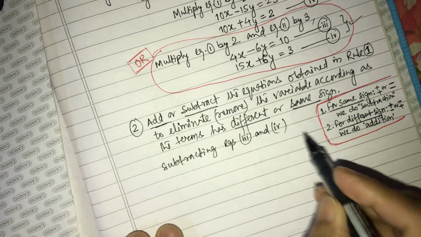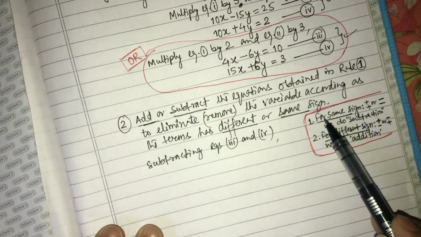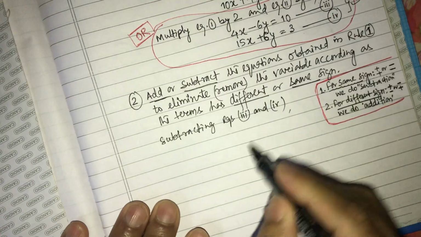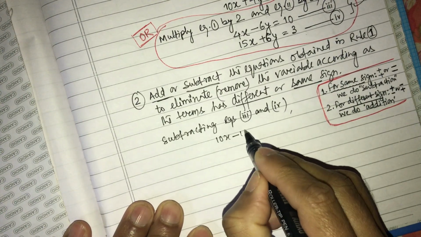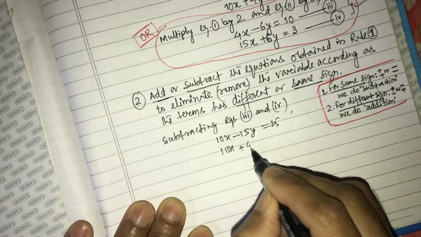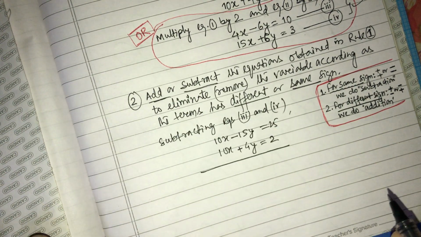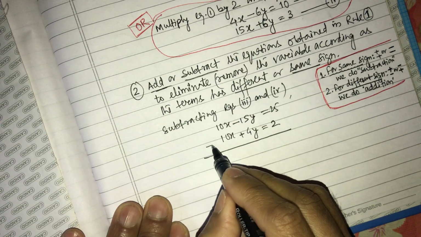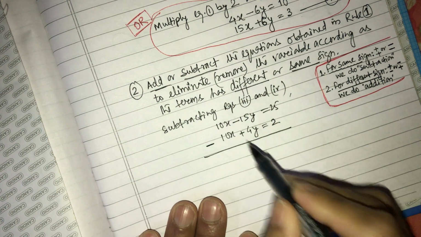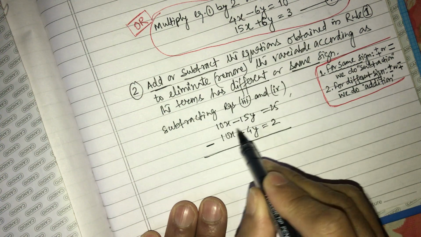Why subtracting? Once again, because they have got the same sign. See, same sign, you should subtract. That's why. So I'll write the same equations, 10x minus 15y equal to 25, 10x plus 4y equal to 2. Now subtraction. This is the rule, how we subtract: all the signs of the second equation will get changed when we subtract.